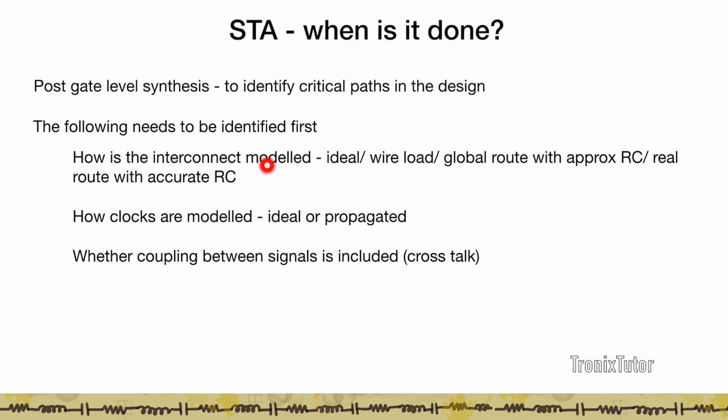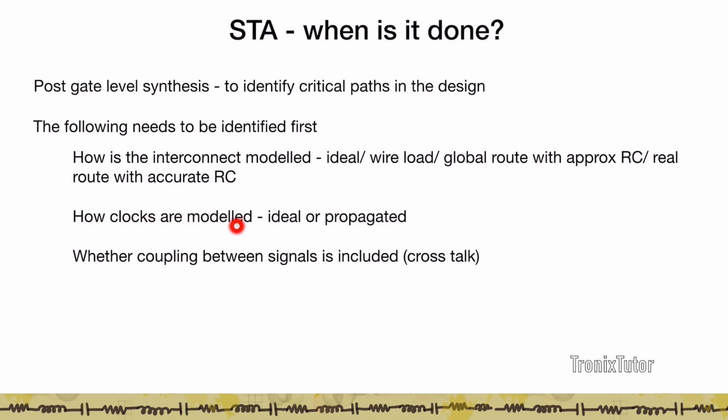First thing we need to understand is how the interconnect is modeled. Do we model it as an ideal wire, or as a capacitive, or as a global route with some RC, or do we actually have to look at the real 3D structure and calculate the accurate RC, right? And this would depend on how critical the path is to your system performance.